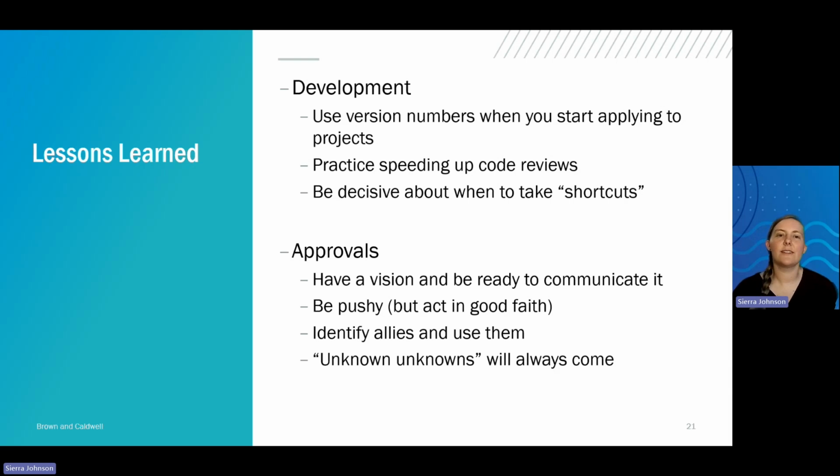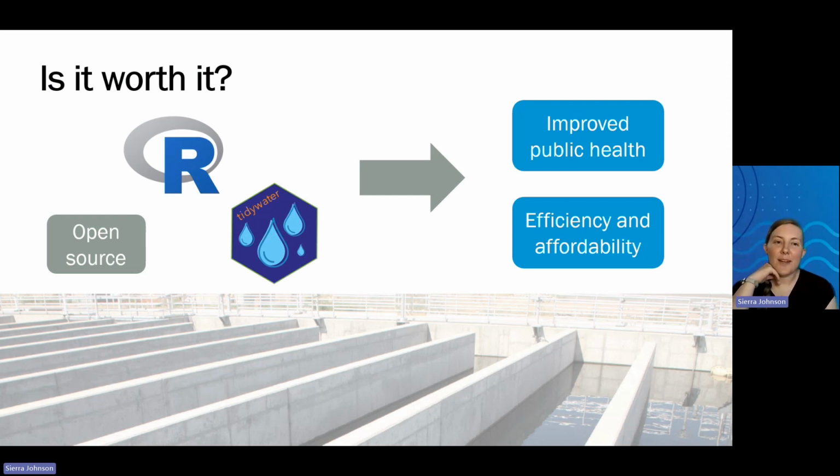On the approval side of things, I think it's really critical to have a vision and be ready to communicate it. And it's okay to be a little bit pushy as long as you are kind of trying to do the right thing, trying to go through the right process. And then once you find your allies who understand what you're doing, use them. But at the end of the day, there's always those unknown unknowns, right? And so you have to accept there's going to be little hiccups and you're going to be able to persevere through it.